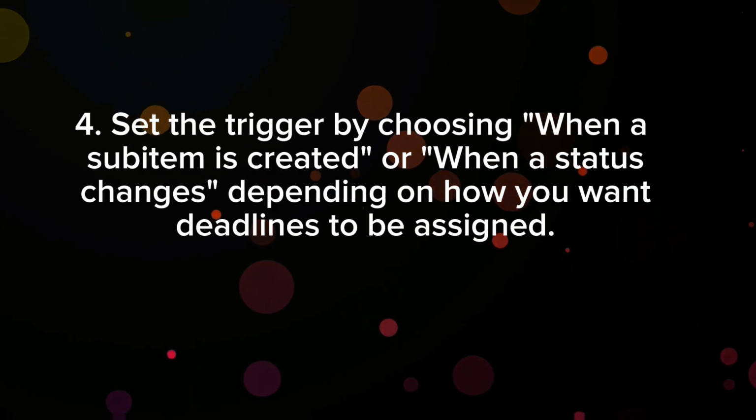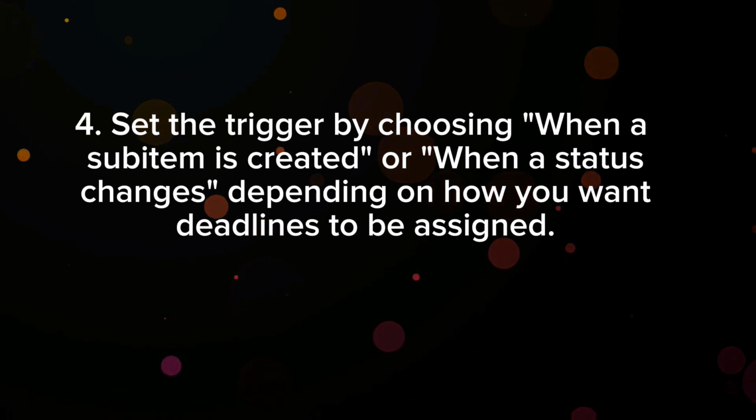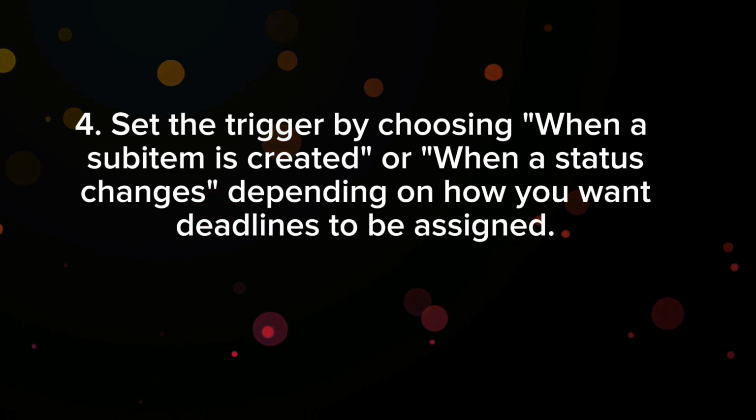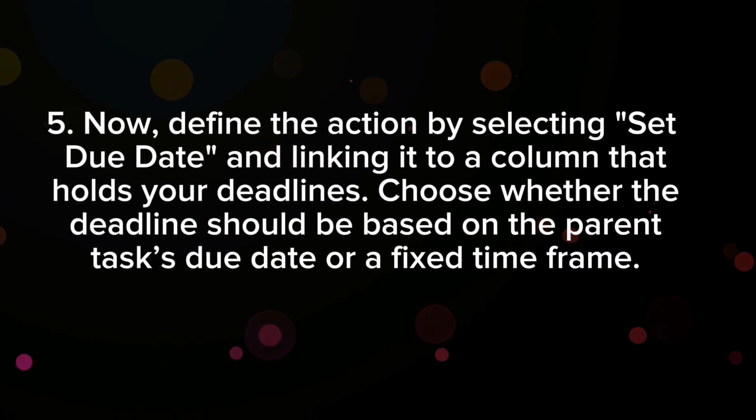4. Set the trigger by choosing when a subitem is created or when a status changes, depending on how you want deadlines to be assigned. 5. Now, define the action by selecting Set Due Date and linking it to a column that holds your deadlines. Choose whether the deadline should be based on the parent task's due date or a fixed time frame.